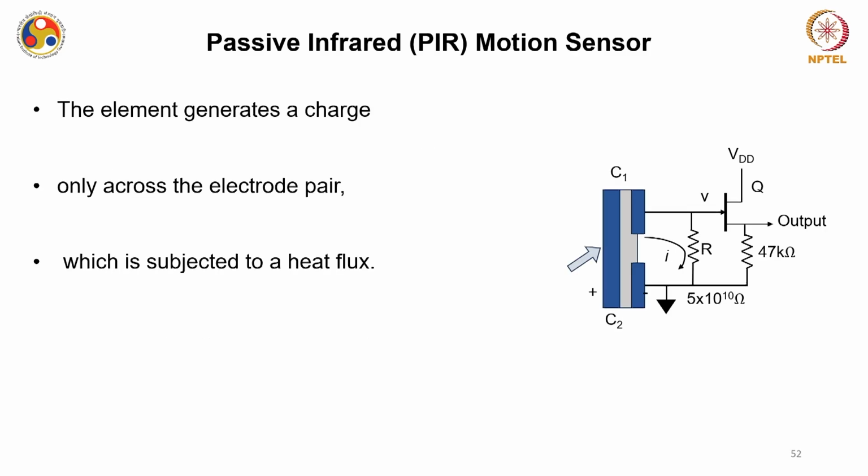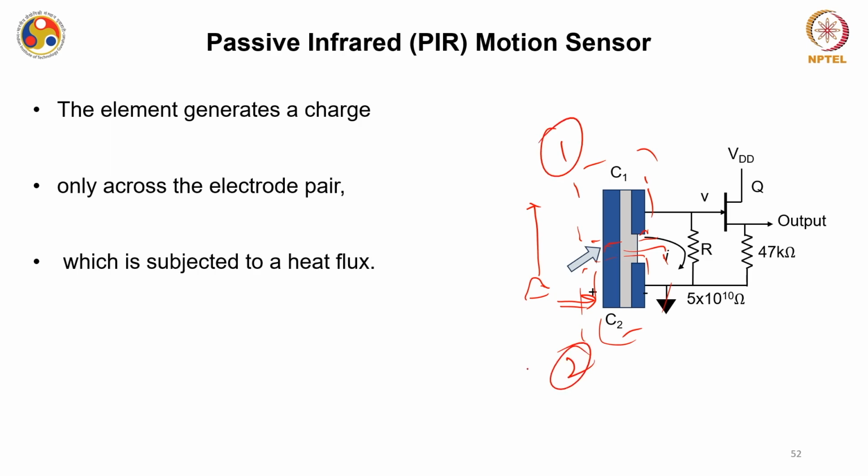The element generates a charge only across the electrode pair which is subjected to heat flux. So this is the image formed and this image is moving, so at one time it is focusing only at one electrode. Although these are connected, they are different. So this is the first and this is the second, for example.